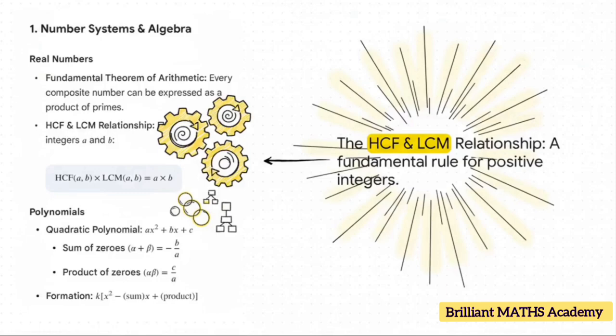It says that for any two positive numbers, if you multiply their highest common factor by their lowest common multiple, you get the exact same answer as just multiplying the two numbers together. It's a really elegant, super reliable piece of machinery in our math toolkit.